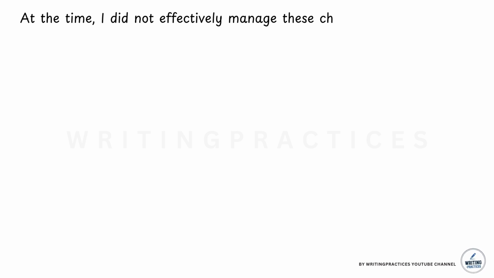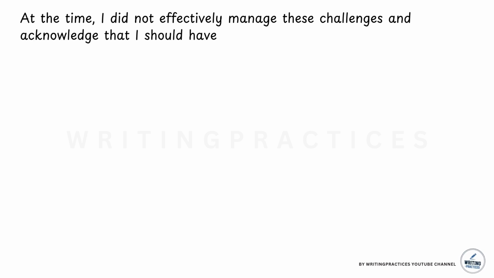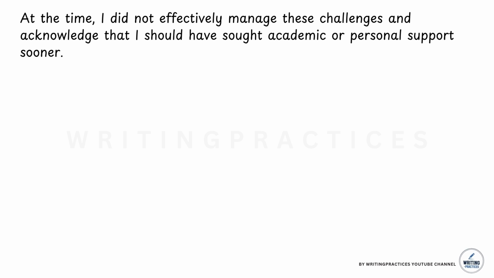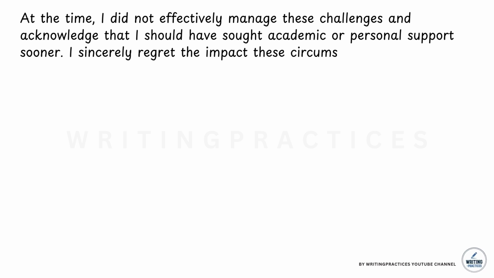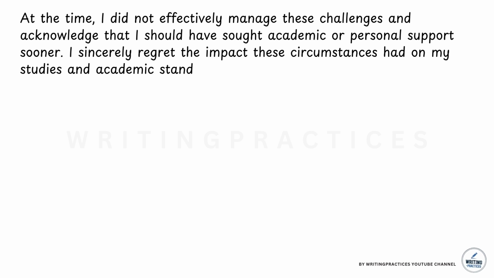Personal reflection paragraph. Here, you acknowledge mistakes and reflect on what happened. For example, at the time, I did not effectively manage these challenges and acknowledge that I should have sought academic and personal support sooner. This demonstrates maturity and self-awareness. Pro tip, admissions committees appreciate students who take responsibility and show personal growth.